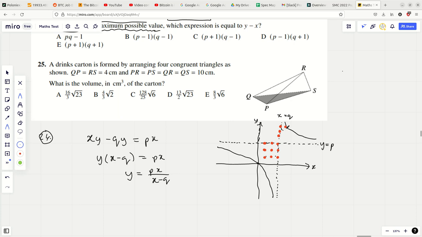Because at that integer point, well, where is it? Well, all of these points have an x component of q. That's their x value, which will be an integer, because remember x, y, p, and q are all integers. And so the next one will be q plus 1. And at that point, you'll have maximized y, because otherwise you'll break the condition that they're all integers.